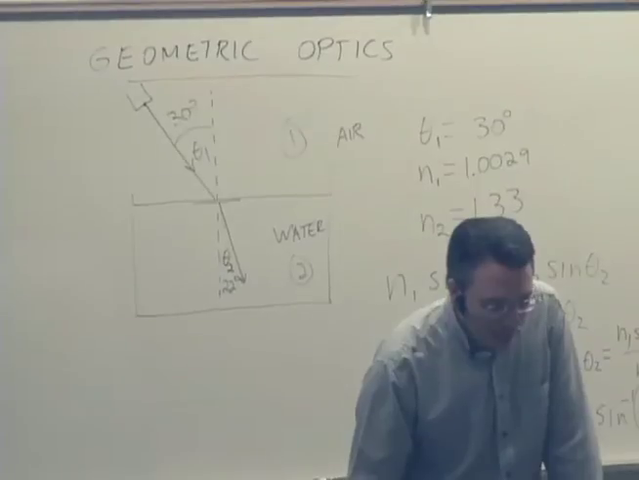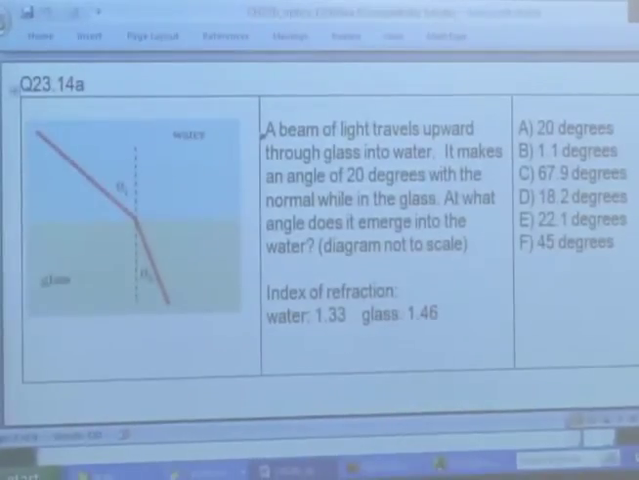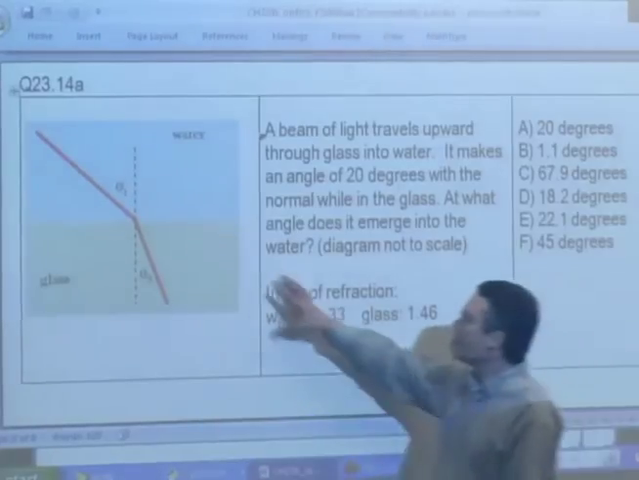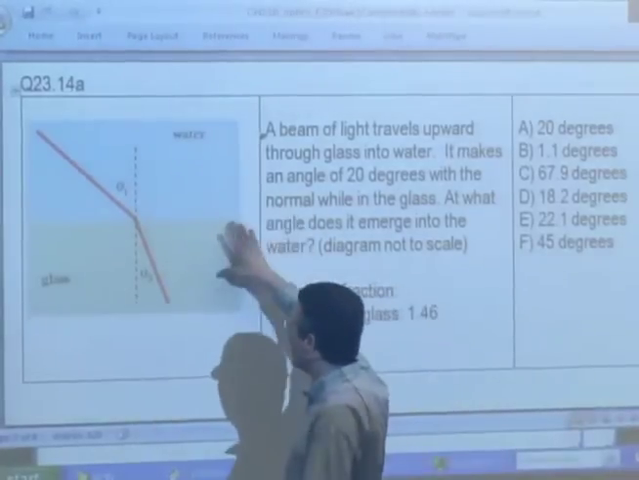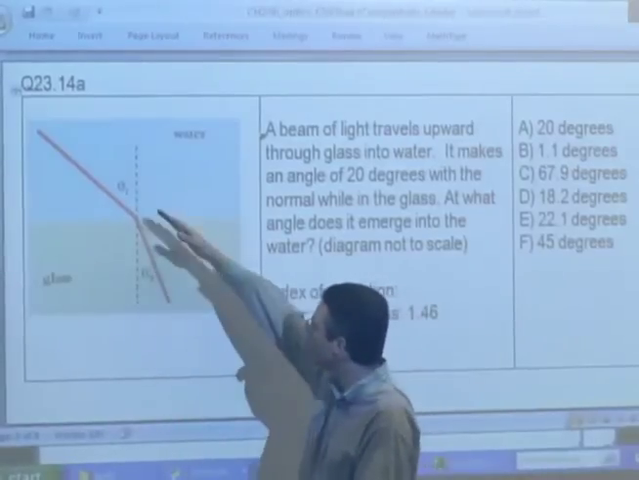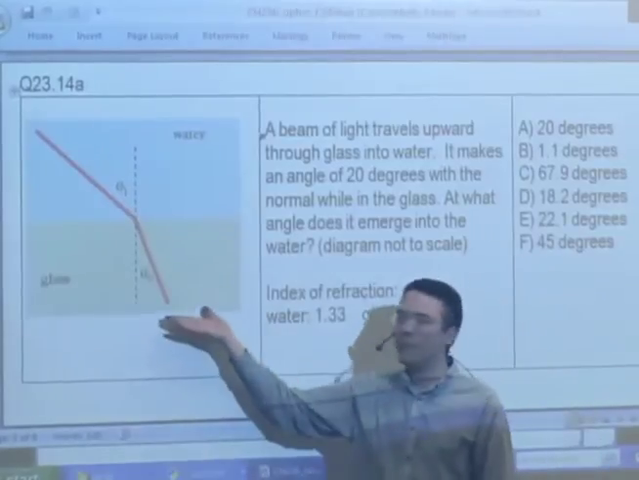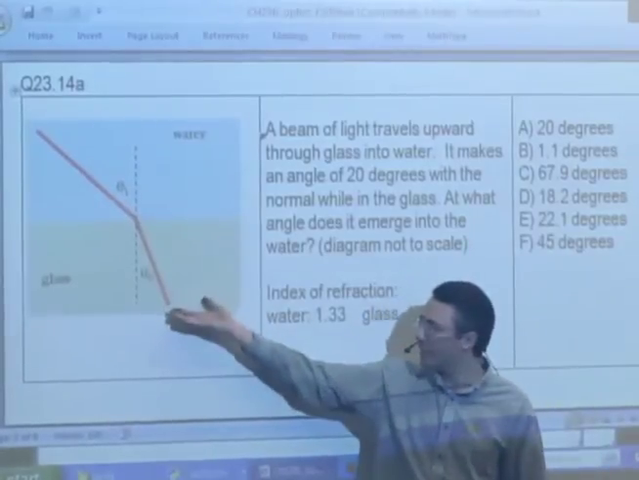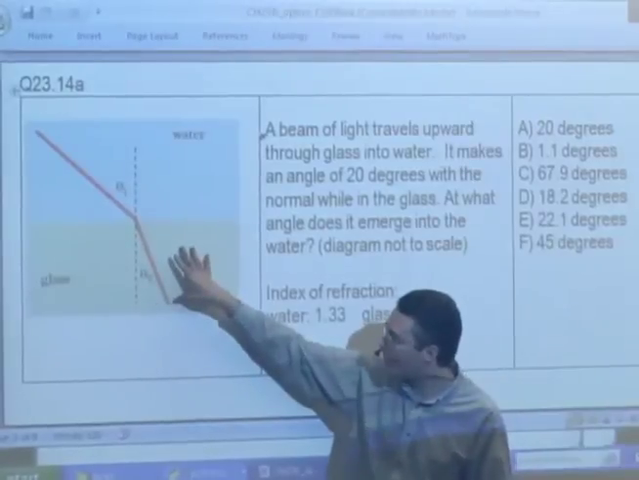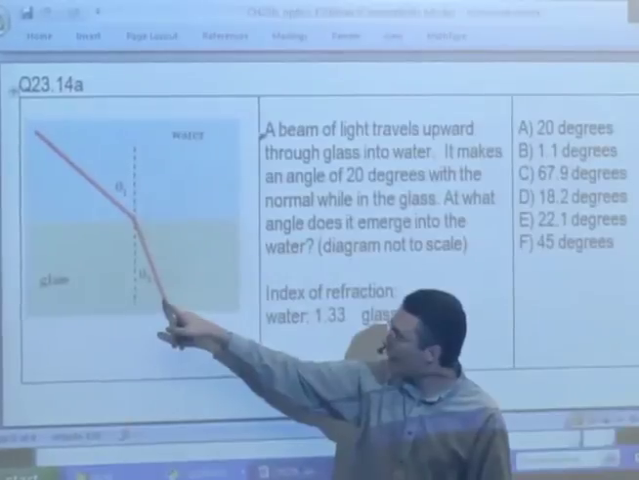What about this? Let's say we have a beam of light traveling upward through glass into water. Now you might say, well, how in the world can that happen? Well, I don't know. Maybe you have some glass container, and you have a light down here, and you're shining light up into the glass, and then it goes into the water that it's containing. Or maybe like a light at the bottom of a pool, okay? If you have a light that's enclosed in a glass fixture, and it's shining upward into a pool of water, it starts down here, and it's going up here.